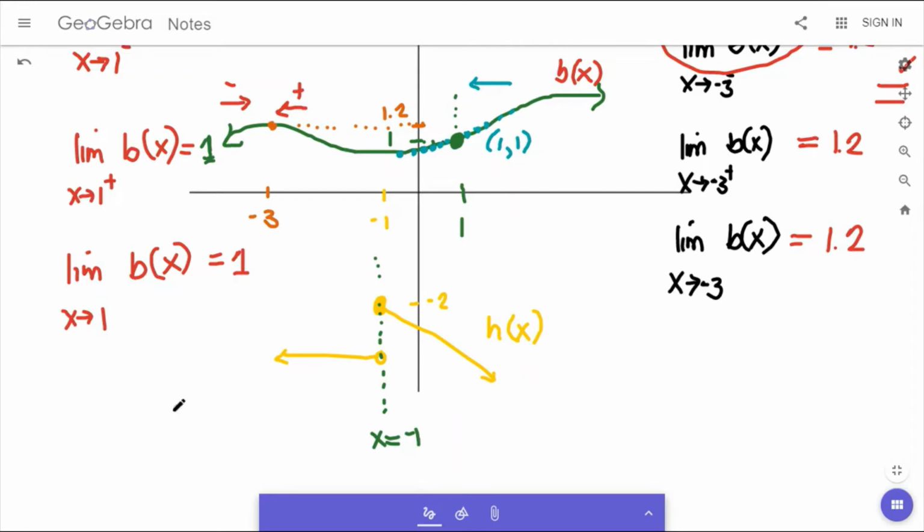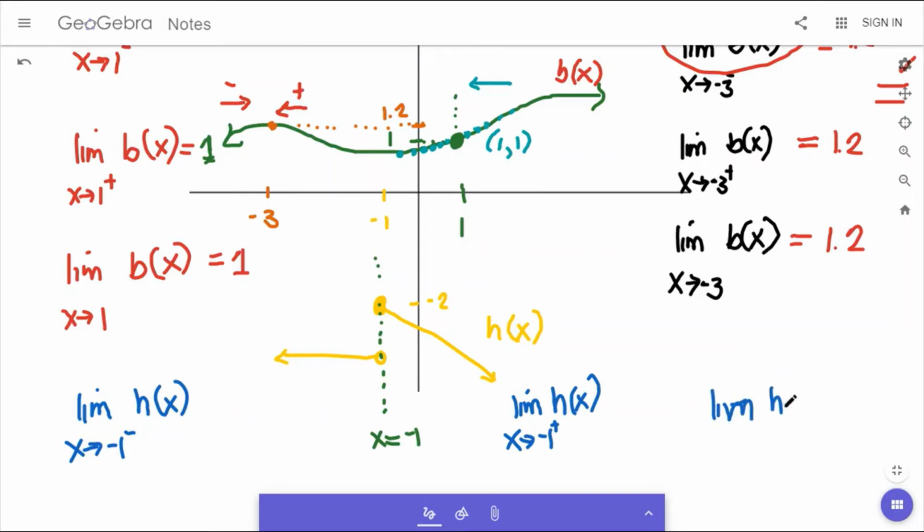So when you are solving for the limit of h of x as x approaches -1 from the left versus the limit of function h of x as x approaches -1 from the right. So how does it affect the limit of h of x as x approaches -1?